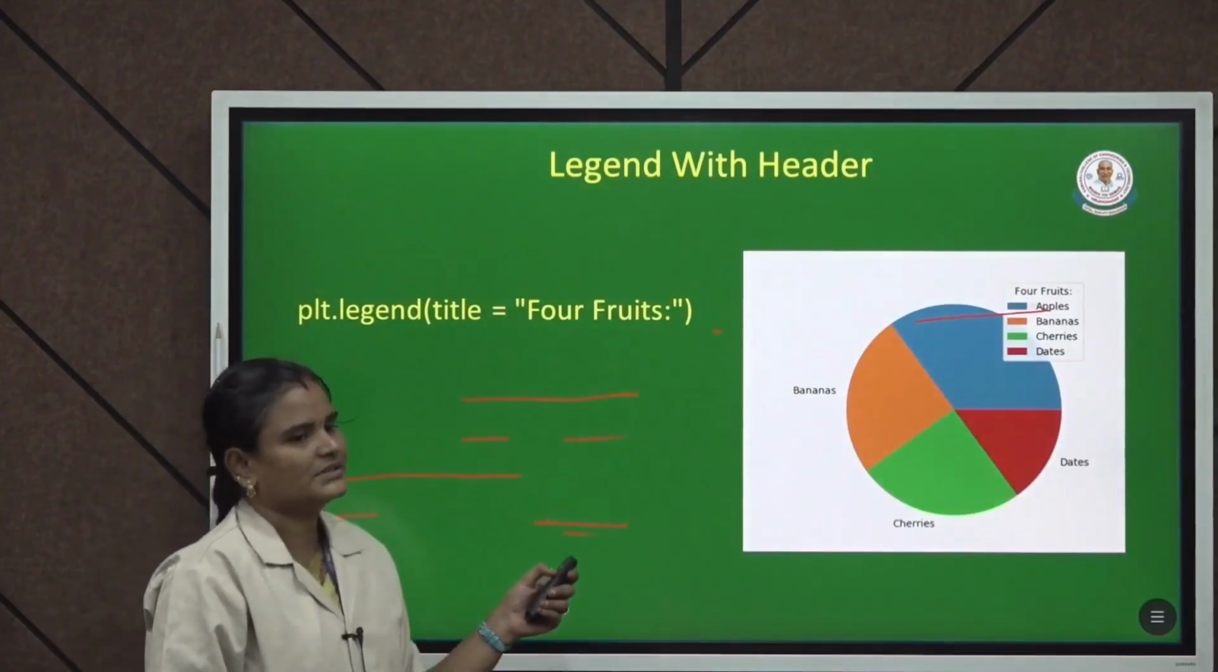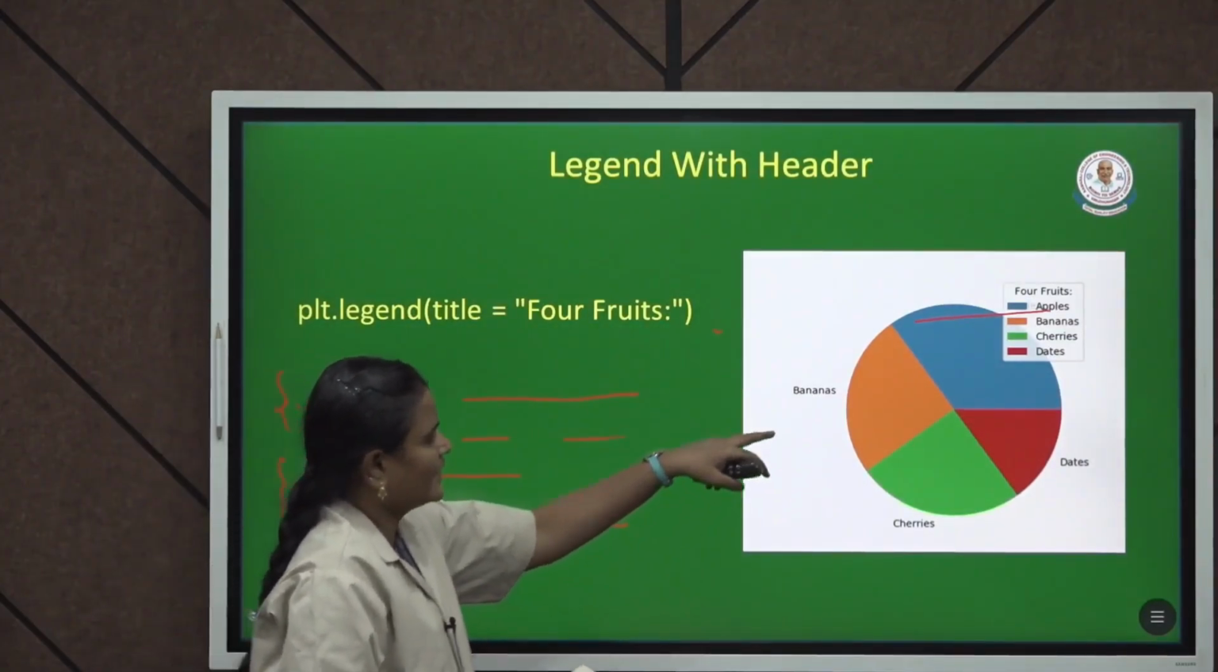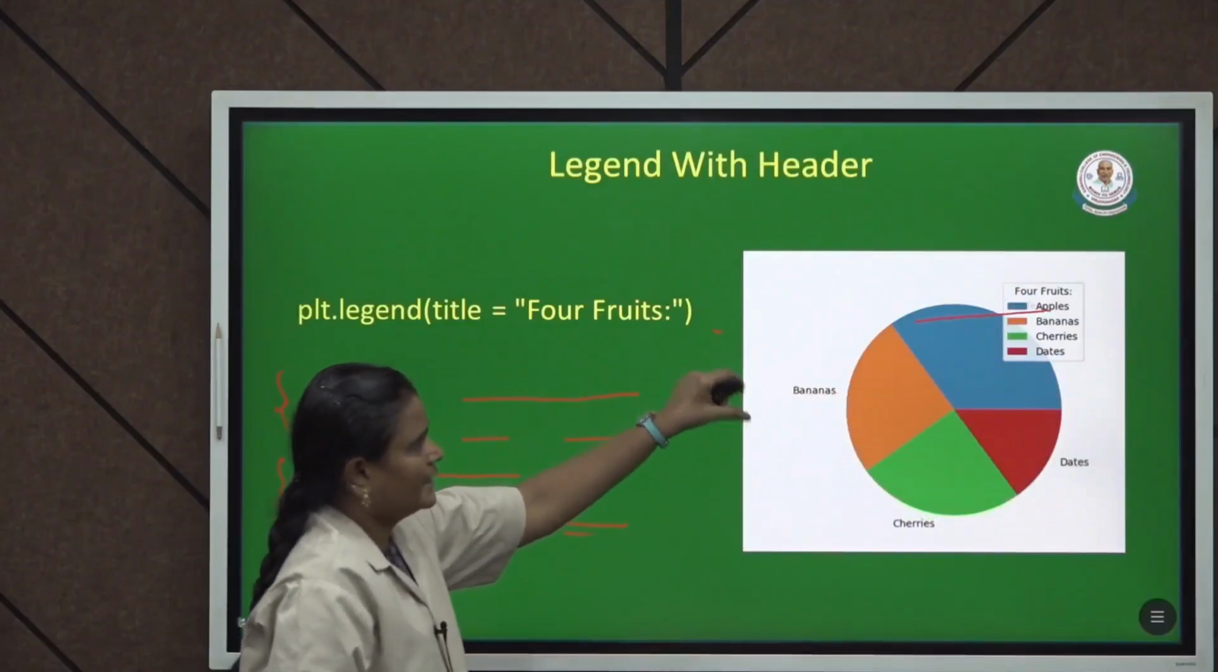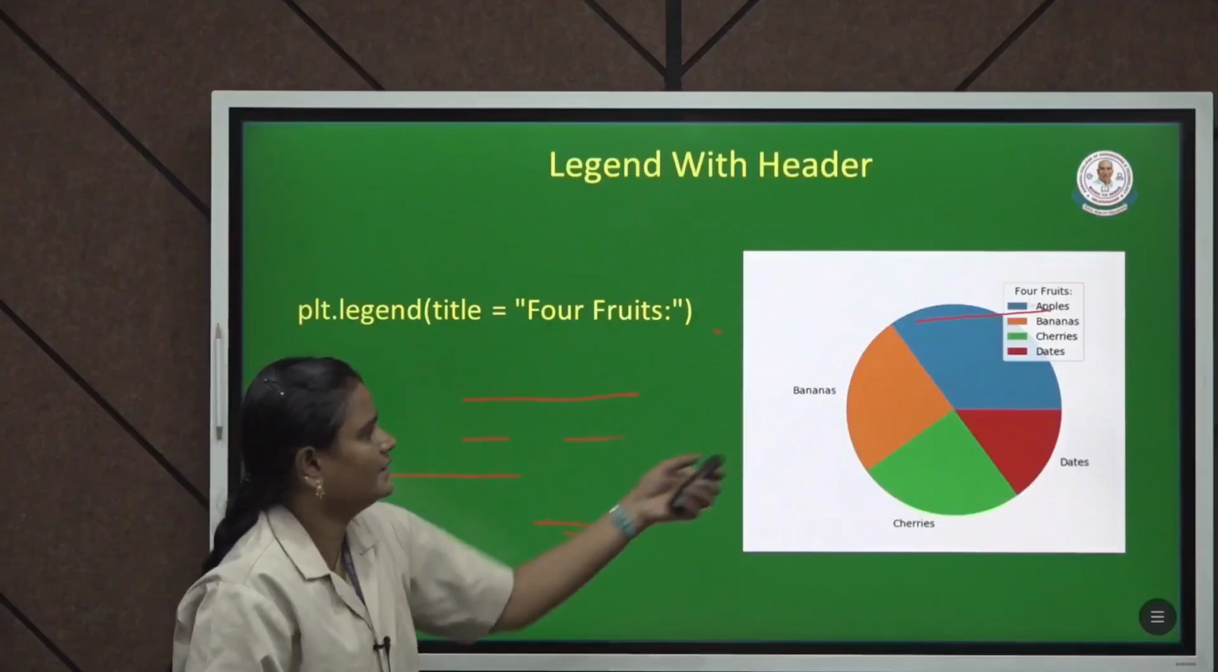Then next is how we give a header for that pie chart. For each color we can give separate values. That is the header, which displays a summary of the data which you are giving in that graph.